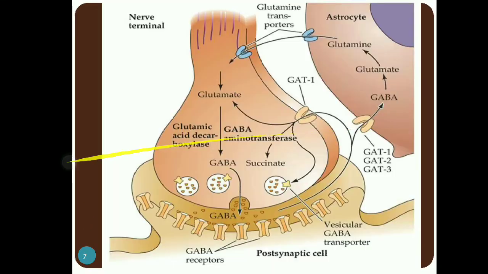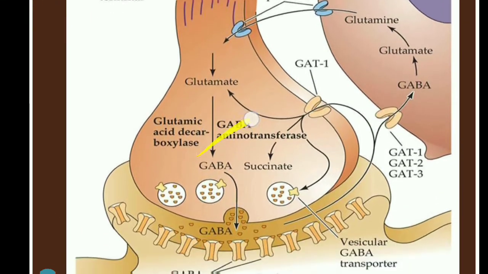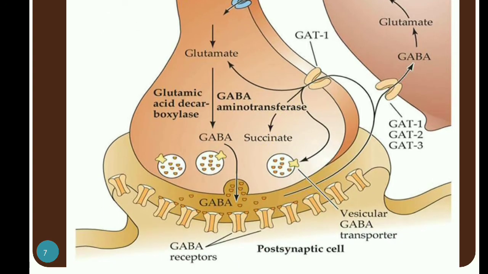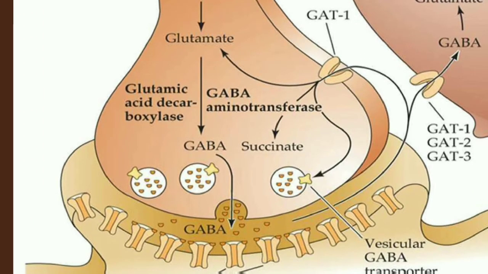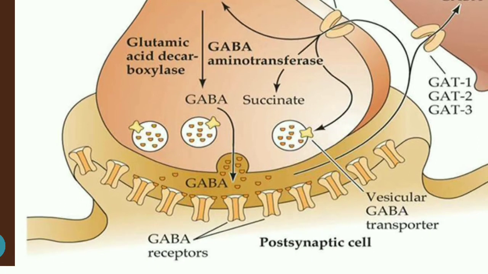Okay, and this is the picture of a nerve cell. You can see the nerve terminal, presynaptic, synaptic cleft, and vesicles containing GABA. GABA is a neurotransmitter, and GABA vesicles fuse with the presynaptic membrane and release GABA into the cleft region. GABA binds to the GABA receptor, and the GABA receptor is present on the postsynaptic cells.